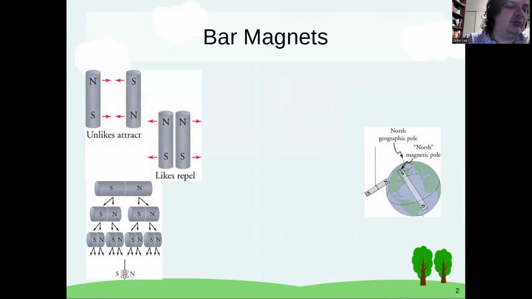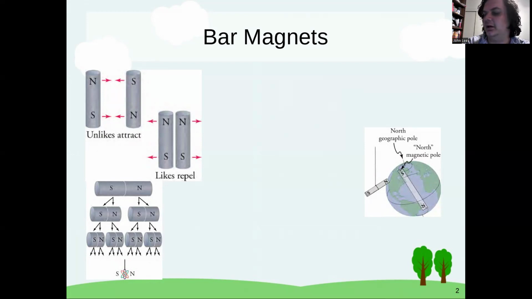What's interesting about this, and we're not going to get into why this happens yet, is that if you break a bar magnet up into separate bar magnets, then each one will still have a south and a north pole, which is going to attract or repel the unlike or like poles. This is just a property of them.